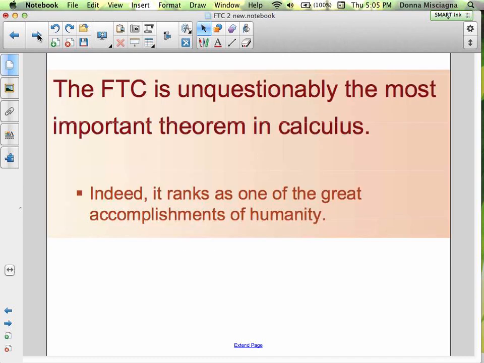So the FTC is unquestionably the most important theorem in calculus. Indeed, it ranks as one of the great accomplishments of humanity.